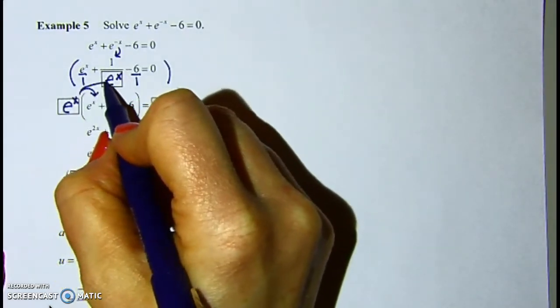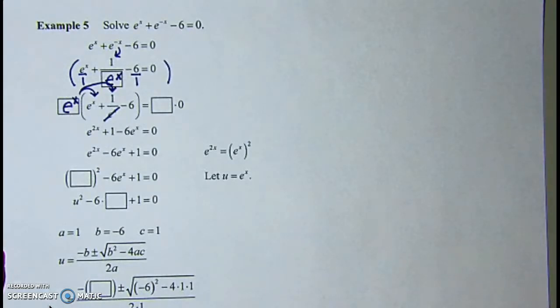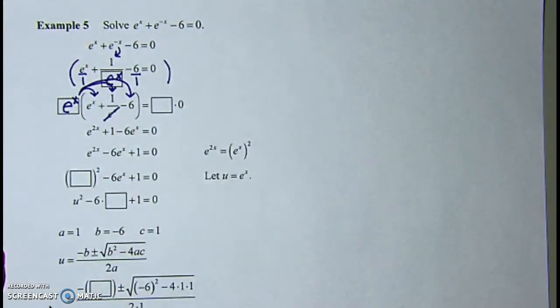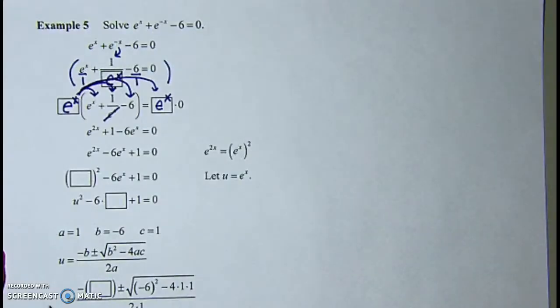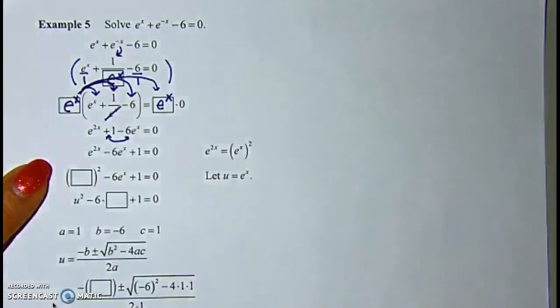When I multiply e to the power of x times 1 over e to the x, this piece cancels with this one. So we're just left with positive 1. And e to the x times negative 6 gives us negative 6e to the x power. Also, when I take e to the x times 0, we know anything times 0 is 0. So now I'm going to rearrange our items. I'm just going to flip-flop these around. So notice my exponents are in descending order. I have the power of 2x, x, and then no x.